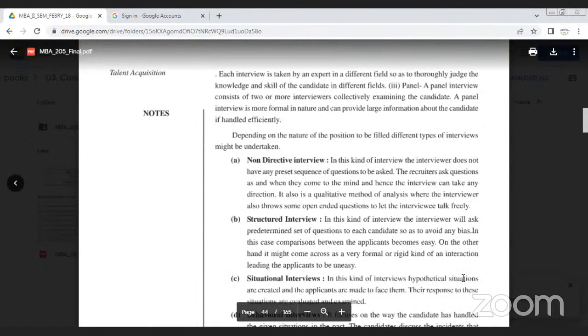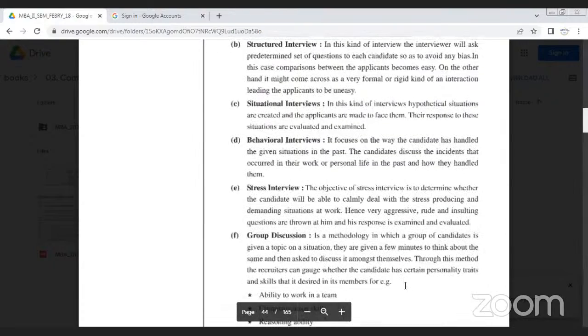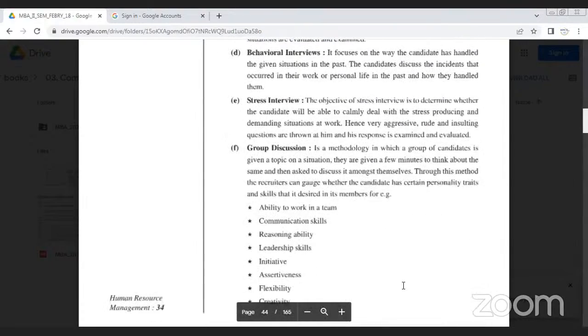Next, depending on the nature of the position to be filled, different types of interviews might be undertaken. First is the non-directive interview, then structured interviews, situational interviews, behavioral interviews, stress interviews, and group discussions.